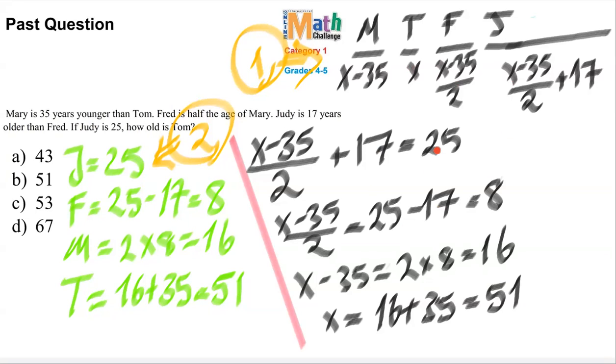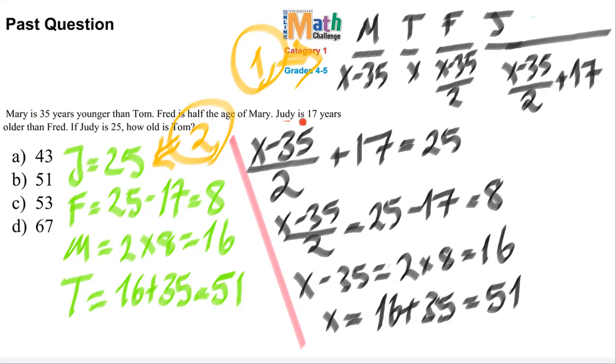So let's explain first the equation method. Mary is 35 years younger than Tom. So the first person that we start comparing is Tom, that's why I call Tom X. If Tom is X, then Mary is 35 years younger, so it means X minus 35. Second one is Fred. Fred is half the age of Mary. So if this is Mary, half of Mary is divided by 2.